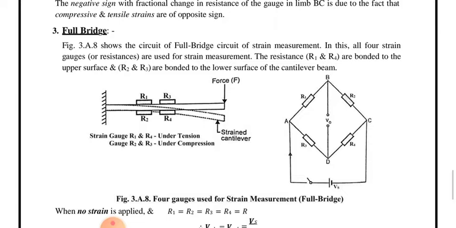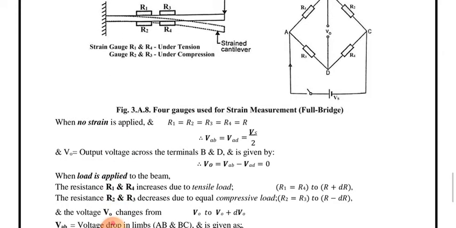So R1 and R3 are under tension, and R2 and R4 are under compression. When no strain is applied, all the resistances are equal. Therefore VAB equal to VAD equal to Vs by 2. And VO, the output voltage across the terminals B and D, is given by VO equal to VAB minus VAD equal to 0.